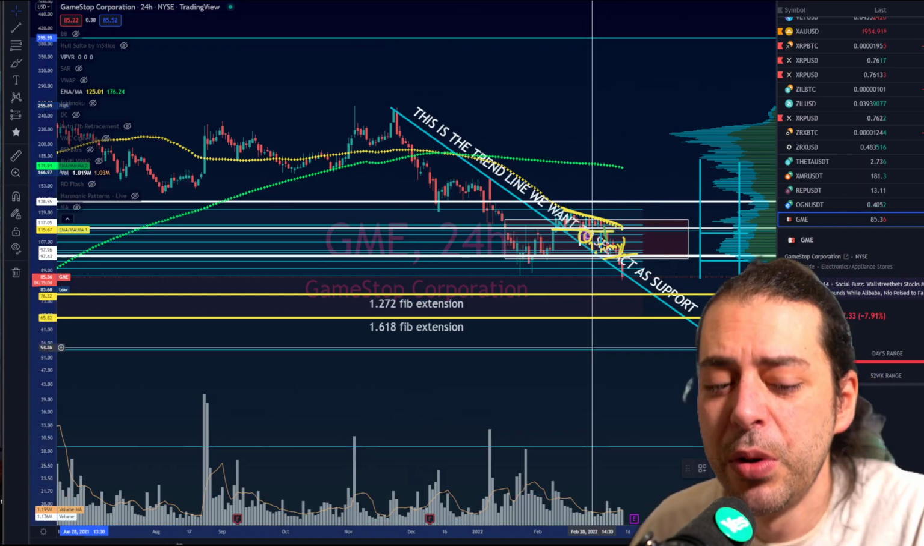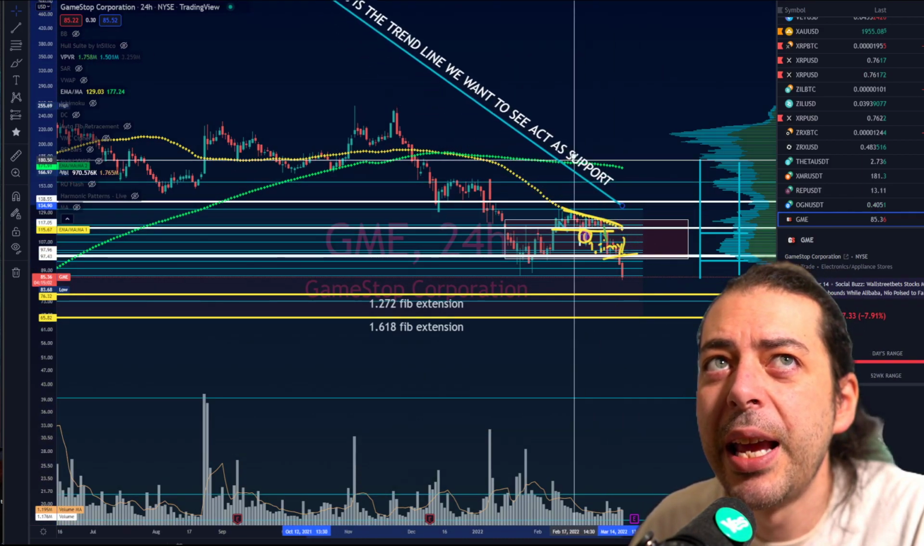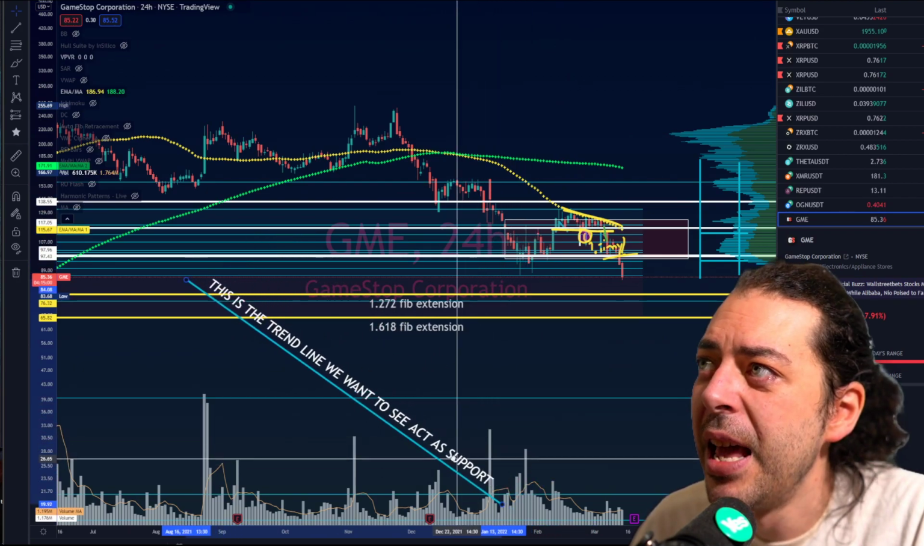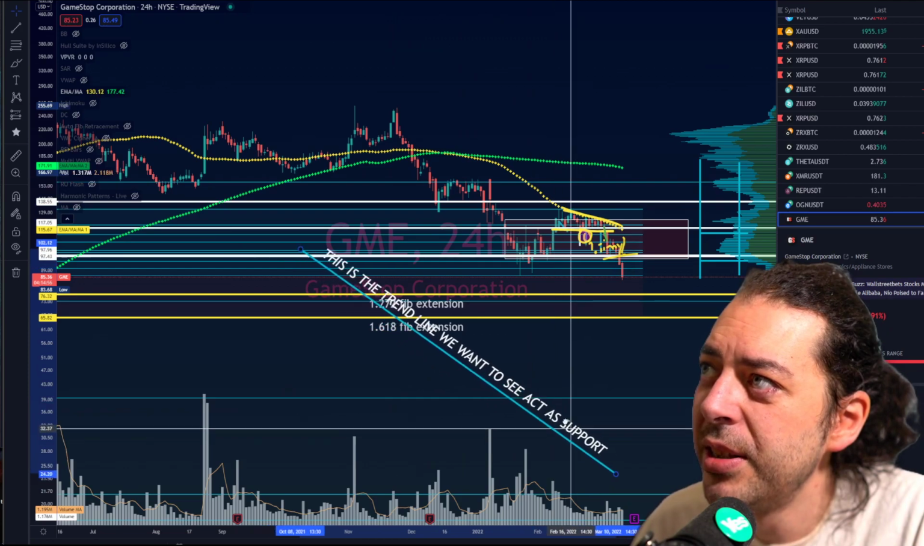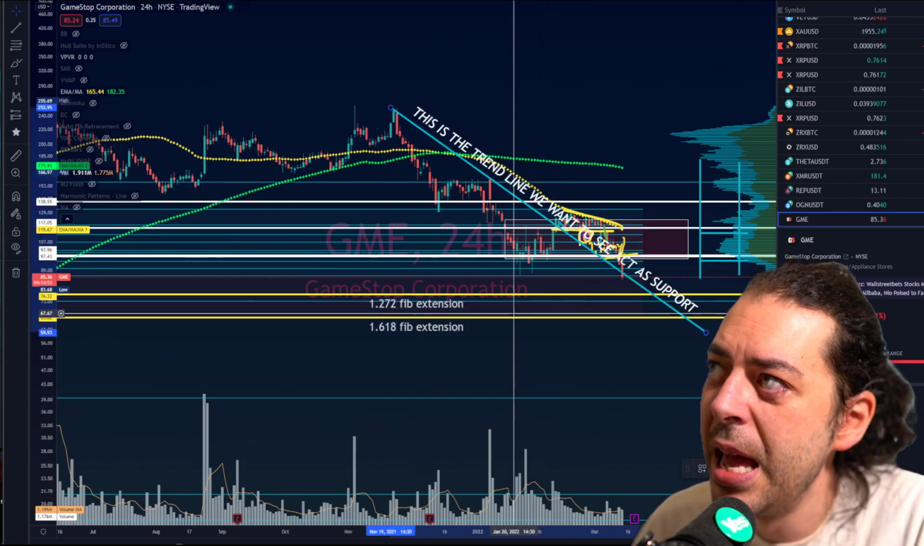I'm going to move it over. Whoa, that's the wrong one. I'm going to move over this line here so you can actually read what it says. This is the trend line we want to see act as support. You see that? This is the trend line we want to see act as support, and that's where it was.